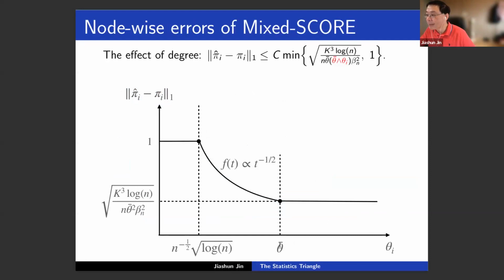Here's the θ_i axis, here's θ-bar. In this range, θ_i is very, very large, meaning you have a lot of edges, so your π_i can be estimated very accurately. But you cannot estimate it infinitely accurately. Very soon you reach a flat state, like 1/10. If your degree is very, very small, we cannot estimate your π_i at all.